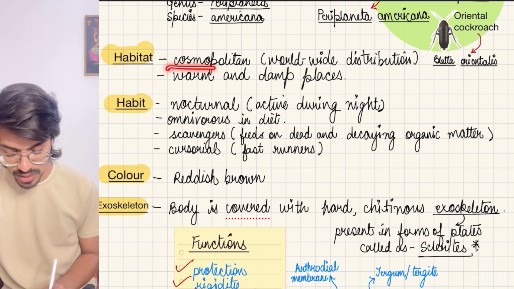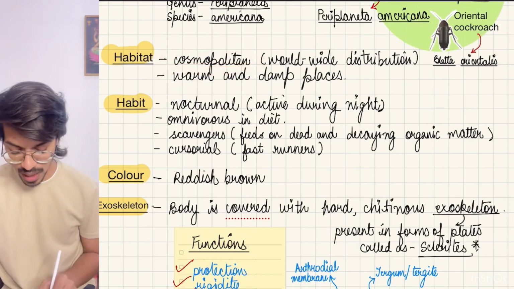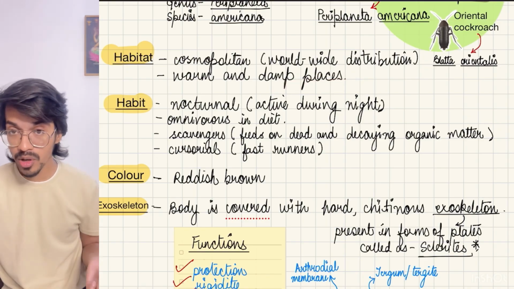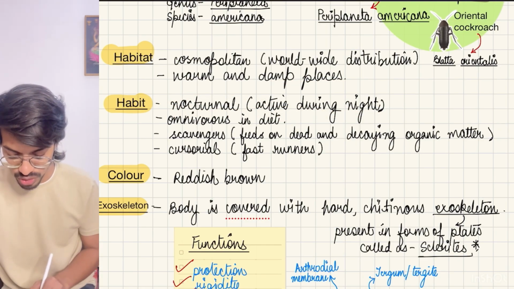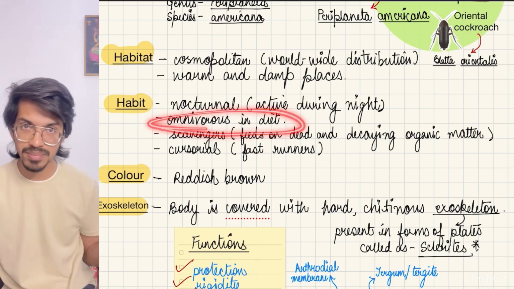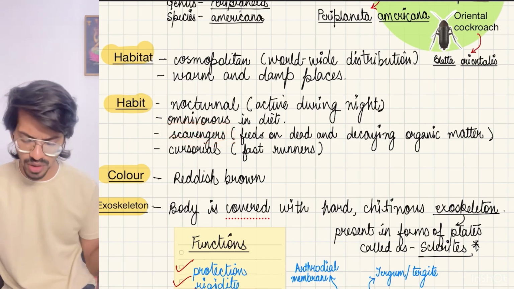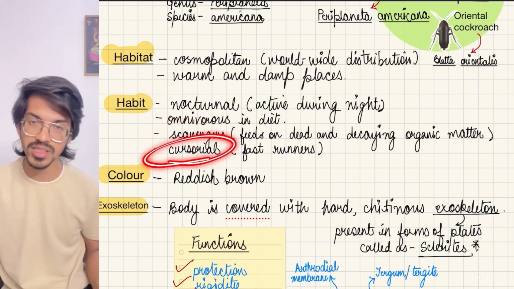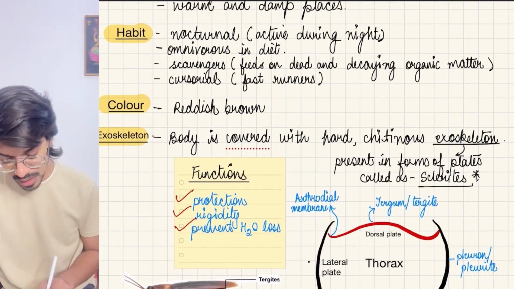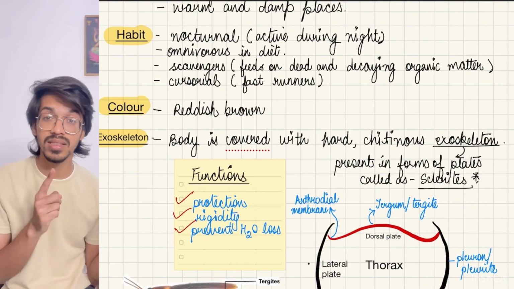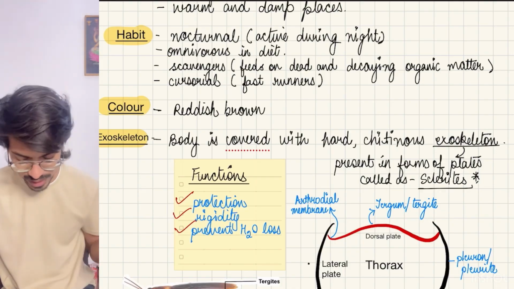Now its habitat is cosmopolitan. Worldwide it is present. It is usually present in warm and damp places. If we talk about the habits, they are nocturnal. They are active during nights, normally in the washrooms and kitchens. Omnivorous diet means they eat both things. Scavengers, that is, they feed on dead decaying organisms. Cursorial means they walk super fast. You have understood it also. Color is reddish brown, but other colors are also present throughout the world. Like green, orange, red, they are also present.